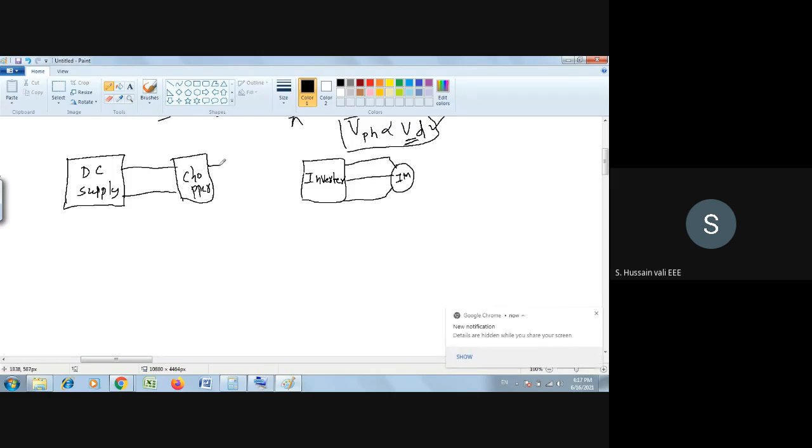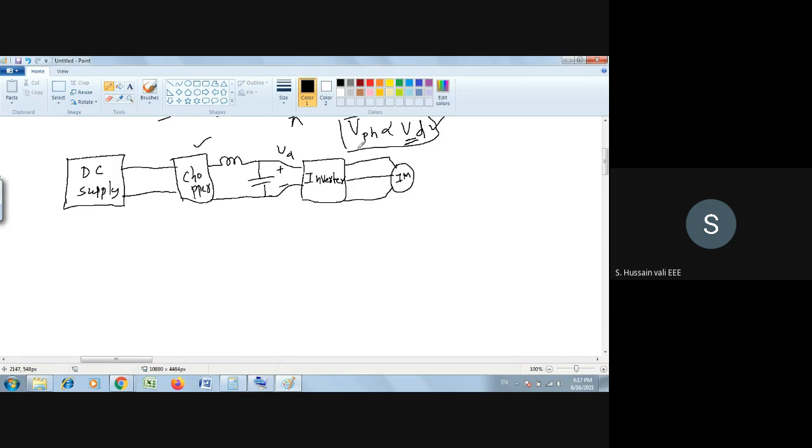I hope you remember that a chopper will convert one DC value to another DC value. So by controlling the chopper, the input voltage, that is VD, the voltage here, will vary. So if VD is varying, then V phase is also varying. So you can get it like that.